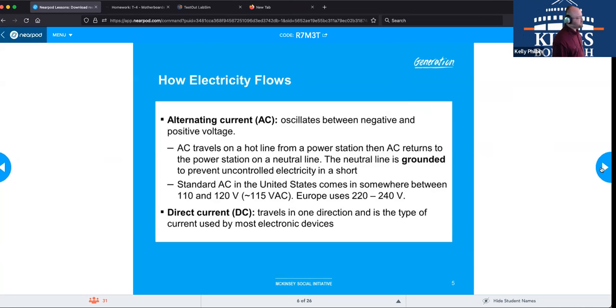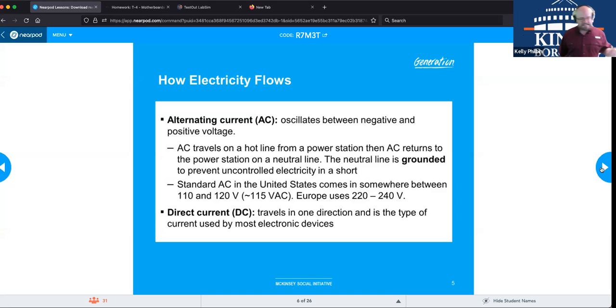Europe tends to use between 220 and 240. And that is how it comes out of the plug on the wall. So when you plug something in, it's based off of alternating current. Here in the US, it's 110 to 120, loosely called 115 VAC, or voltage alternating current.